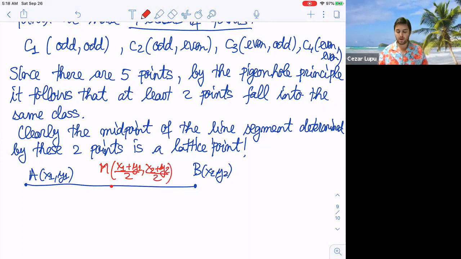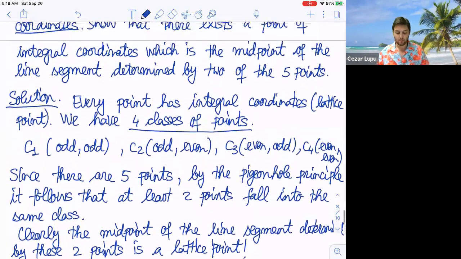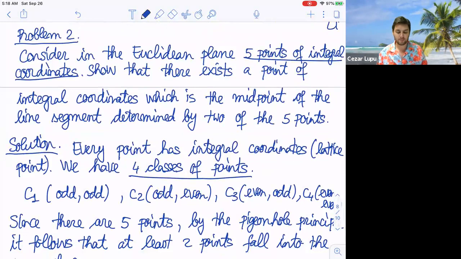So imagine that x1 and x2 are both odd, since they're in the same category. If you add odd plus odd, it gives you an even number, and divided by 2 it will be an integer, so you can divide by 2. Anyway you do it, it's the same thing. And that's the proof of it. Keep in mind this problem and this idea, because we will use it later on.